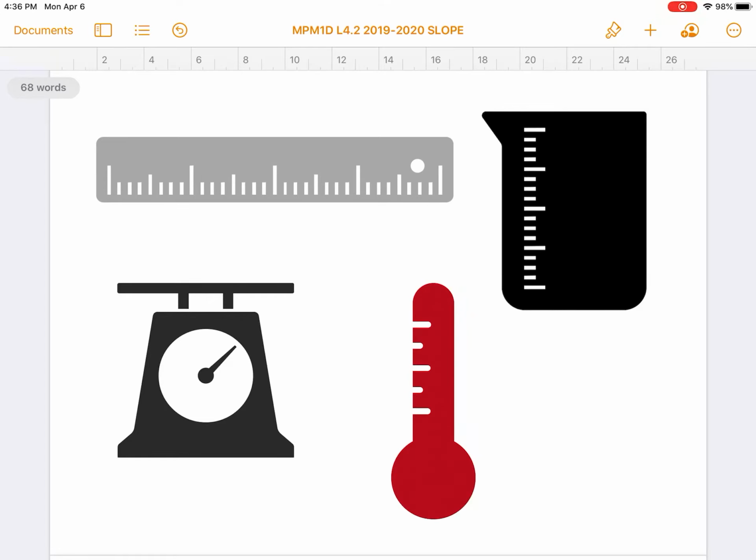Yesterday we looked at how to write the equation of a line and how to use a table of values to do that. Today we're going to be talking about lines again, but we're going to be talking about something special about lines called their slope.